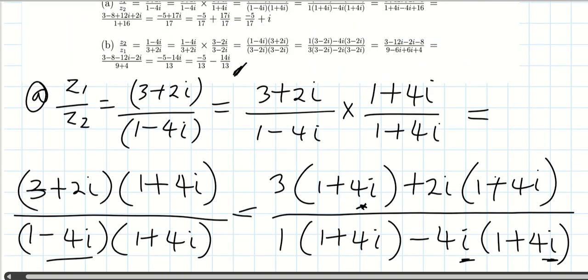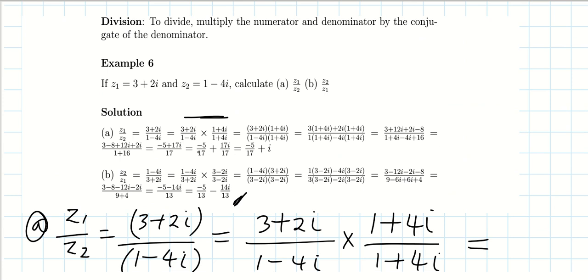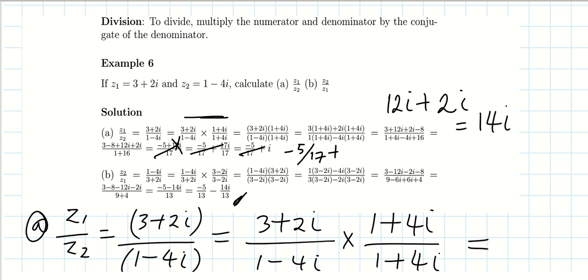And take note, please, the typed solution is actually wrong, because here is 12i plus 2i, which is the same as 14i, not 17i as stated here. Okay, all right, thank you. So this is wrong, this is wrong, this is wrong. Originally the answer is minus 5 over 17 plus 14 over 17 i.